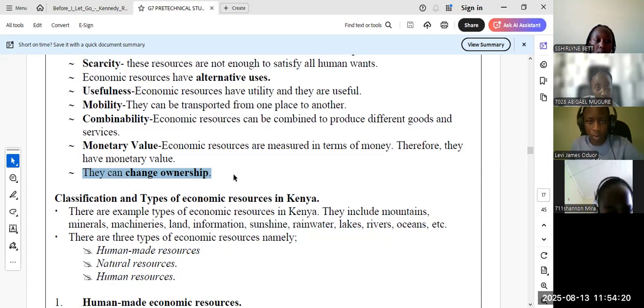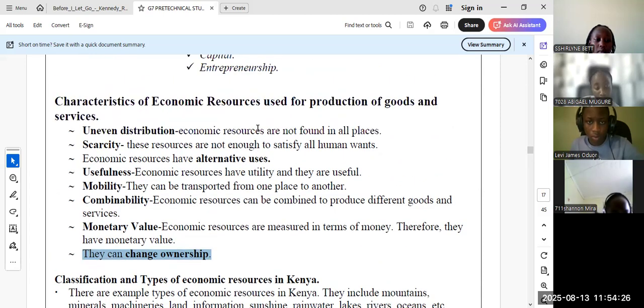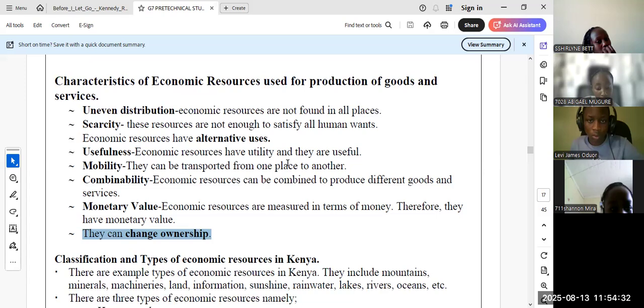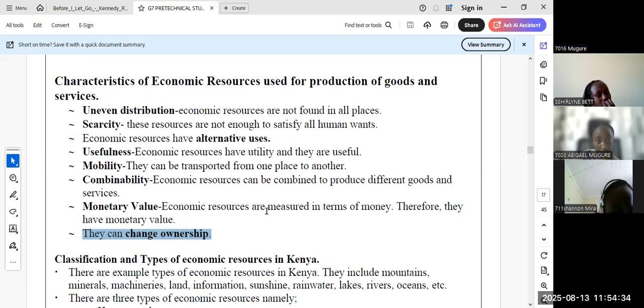Now, we are saying that the last characteristic of economic resources, be it land, capital, entrepreneurship, or labor, is that they can change ownership. How do we mean? For example, I have a land in Isinya and I am relocating to Kajiado. I can sell that land to somebody else together with the title deed, and I change the names from my name to whoever is buying that land. You see, we have changed ownership. I had 2,000 shillings. Somebody borrowed money. I gave them, so the money will no longer be mine, but will now belong to whoever I have loaned the money. So all of them have the characteristic that they can change ownership.